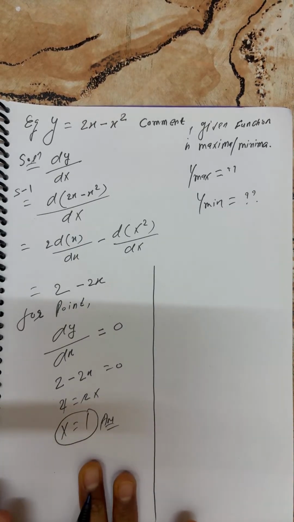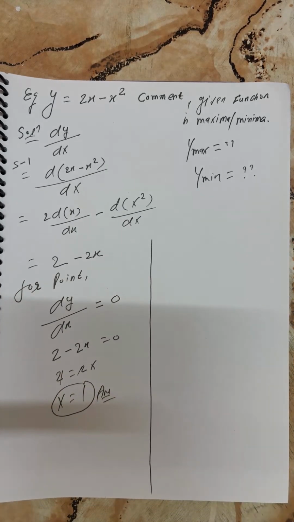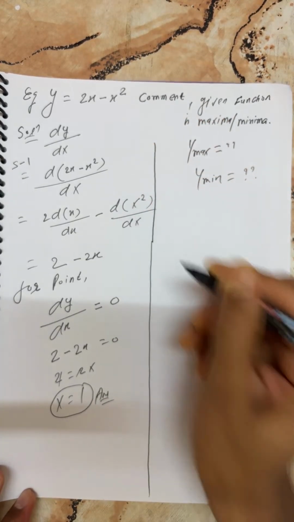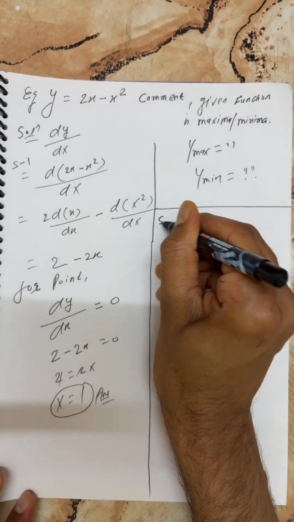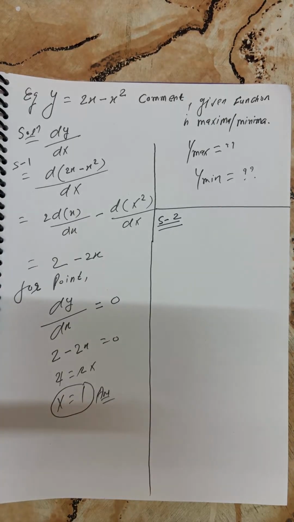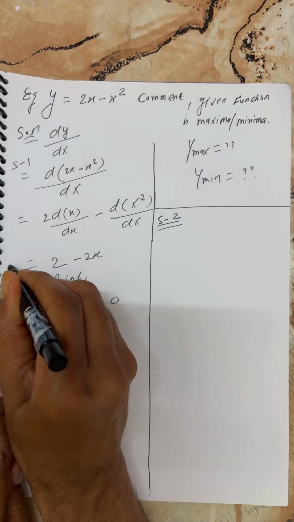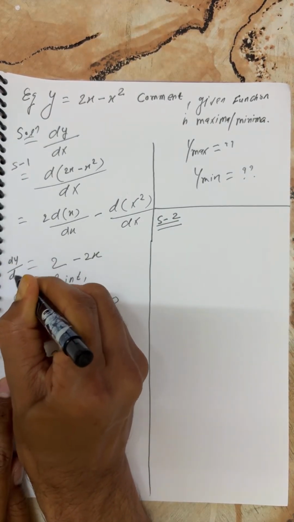Now, till now we don't know whether the function is maxima or minima. So step 1 is finished, kids. Now I'm going to do step 2 for the question. What is step 2? Beta, differentiate this function again, this dy by dx.